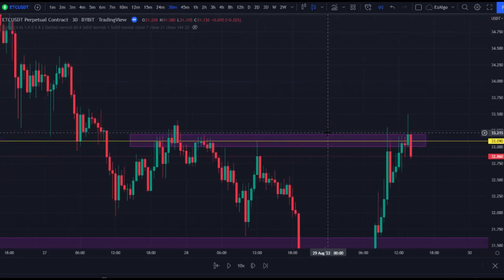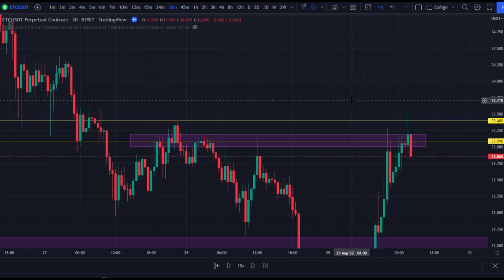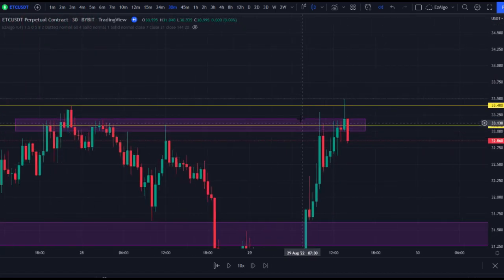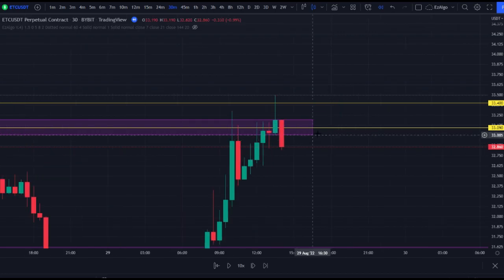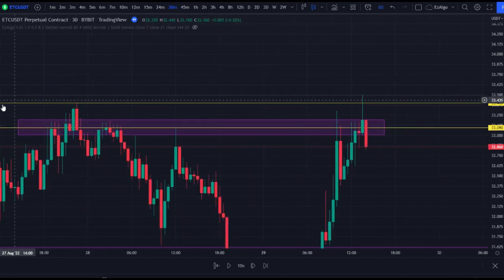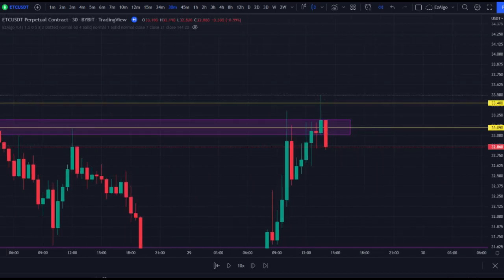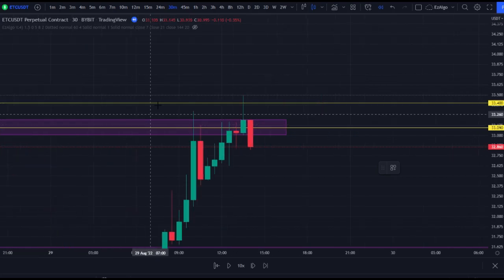Could have taken a short there. This was also a swing failure of this candle right here. So you can have multiple lines that you're going to swing failure, right? That was another swing failure of this candlestick wick. Let me get my short position out.